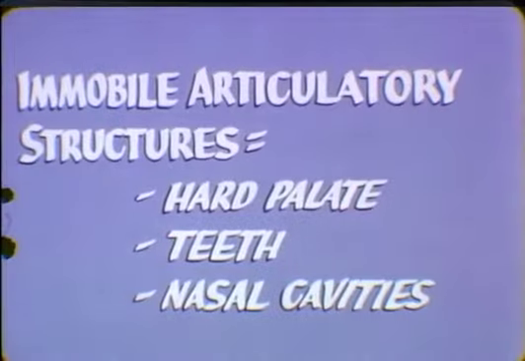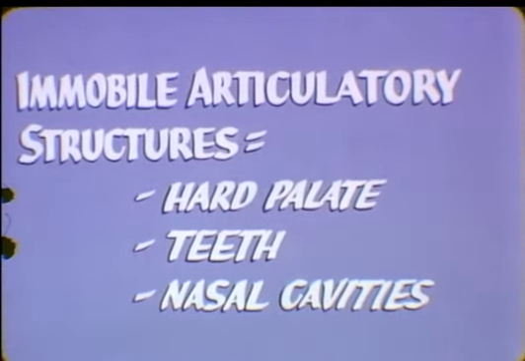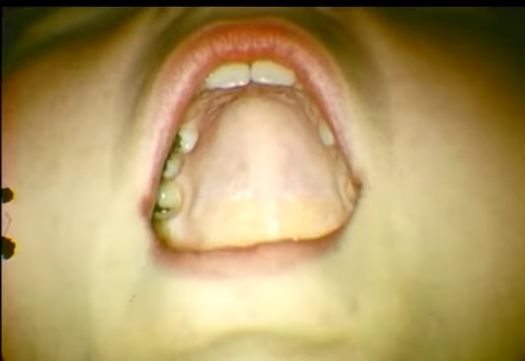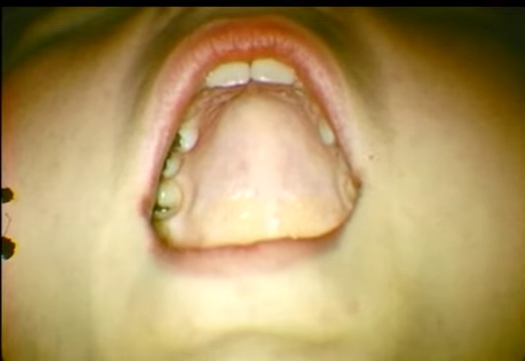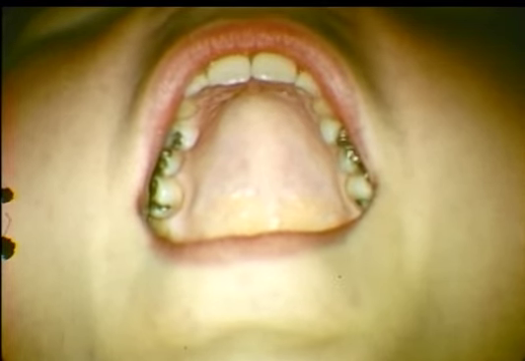A number of other structures which are involved in speech articulation cannot be moved. Except for the nasal cavities, they serve as places of contact for movable structures, such as the tongue. The hard palate is a bony plate which forms the roof of the mouth in the front portion of the face. The anterior part is a portion of the alveolar process which holds the upper teeth. The ridge on this portion is called the alveolar or gum ridge.